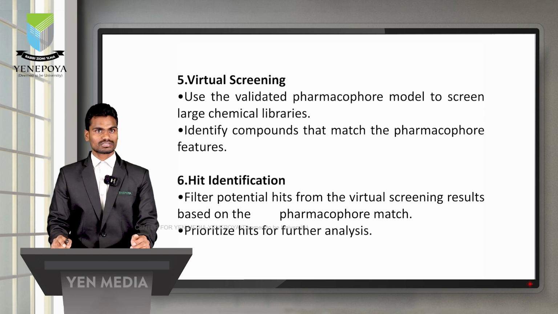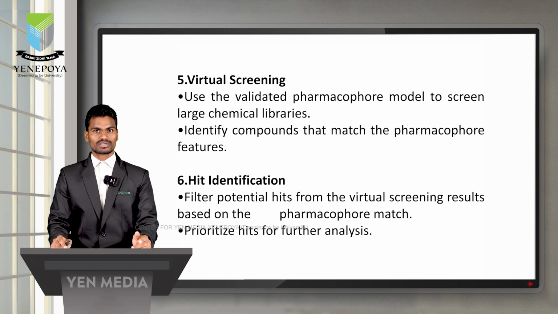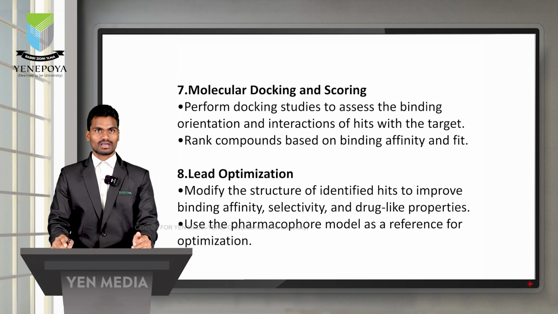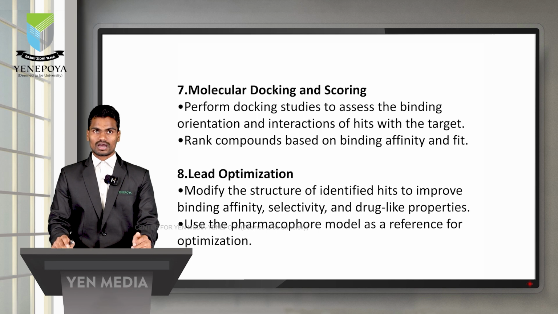After virtual screening, we go for hit identification. Hit identification means the compounds which have at least optimum affinity or efficacy towards the target molecule. Here we filter potential hits from the virtual screening results based on the pharmacophore match and prioritize hits for further analysis. And after hit identification, we go for molecular docking and scoring.